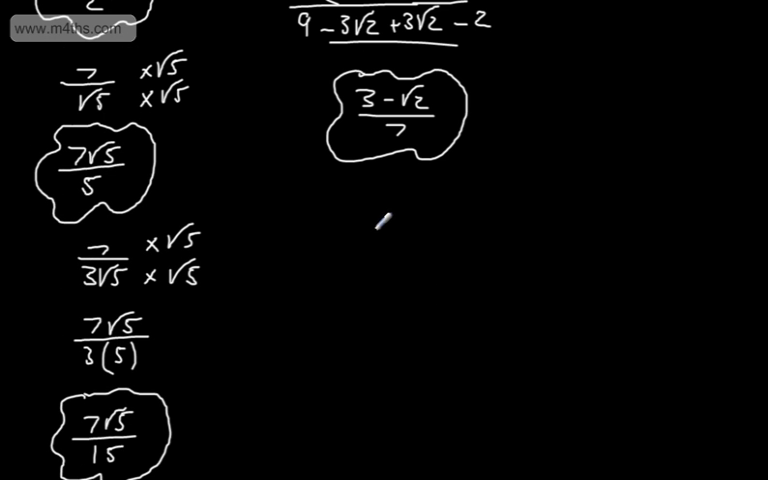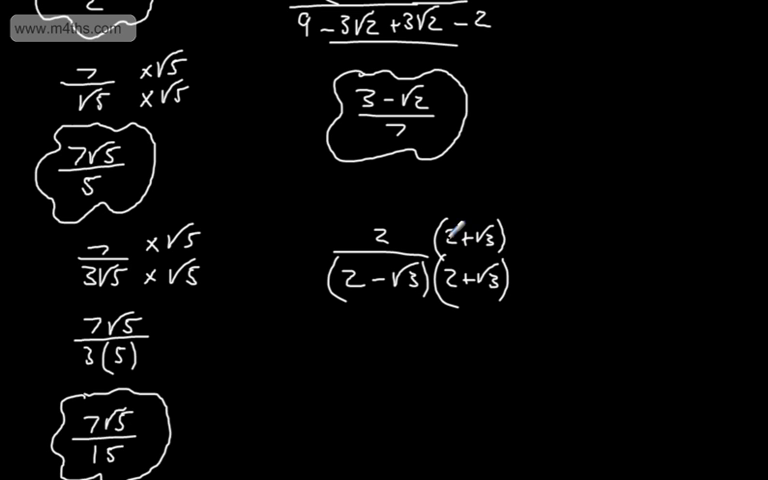Let's say we had now 2 over 2 minus root 3, and we wanted to rationalise. Multiply the denominator by 2 plus root 3. If we're going to do that to the denominator, we must do that to the numerator, as if I don't, it will alter the value of the fraction. So we'll have 2 lots of 2 plus root 3. I'm not going to expand that just yet.